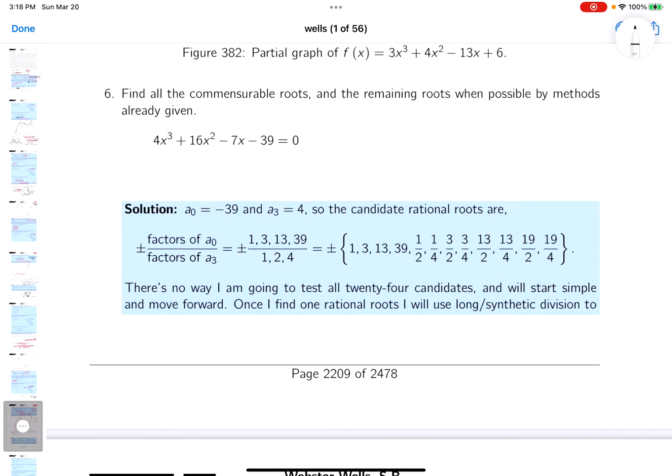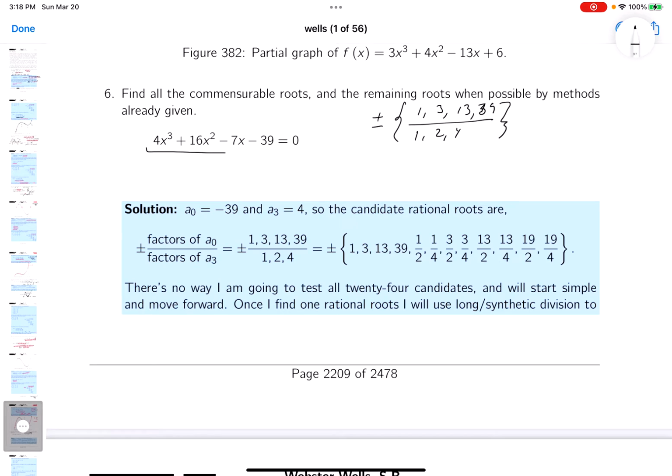All right, we're on number 6. I'm going to use the rational root theorem and write down the candidate rational roots. The factors of 39 are 1, 3, 13, and 39. And the factors of 4 are going to be 1, 2, and 4. All right, the next thing I would do is just test some easy ones out.